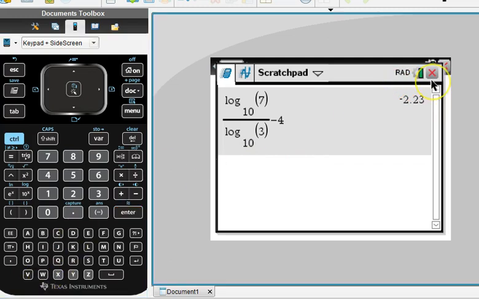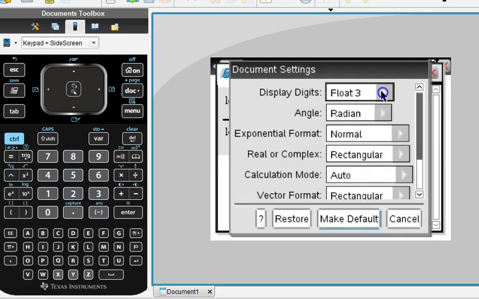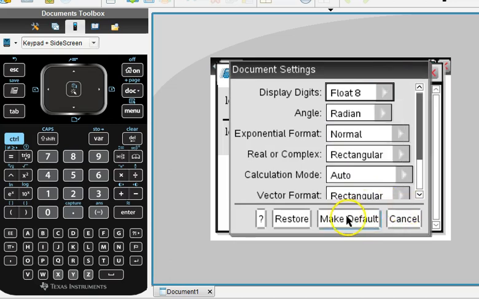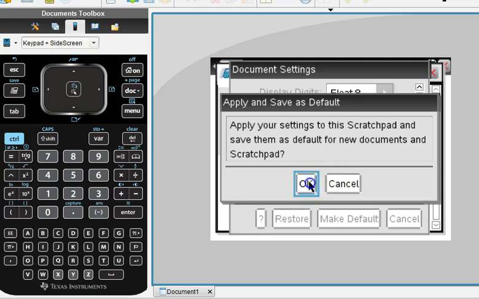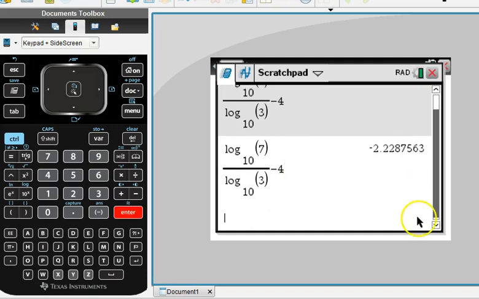Actually, I thought it would be good for you to see how I do this. If I click my battery icon and go to document settings, I can change float to 6 or so. You can have it be more if you want, float 8, float 6. That will give me more decimal places. So if I go up and do this again, it shows me more decimal places. Notice how this automatically evaluates this as log base 10.